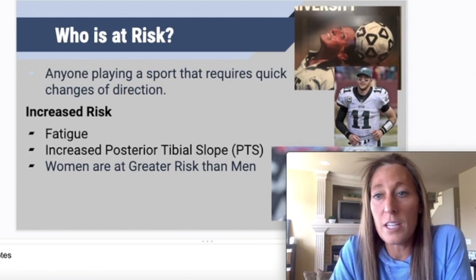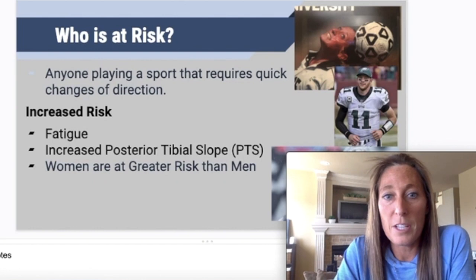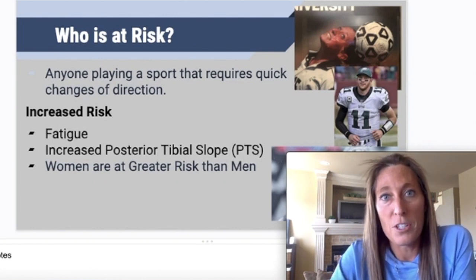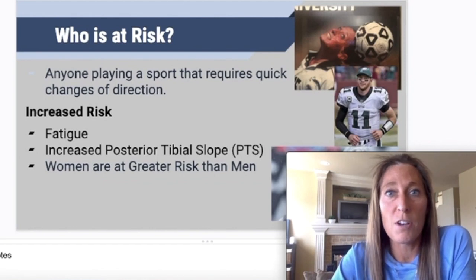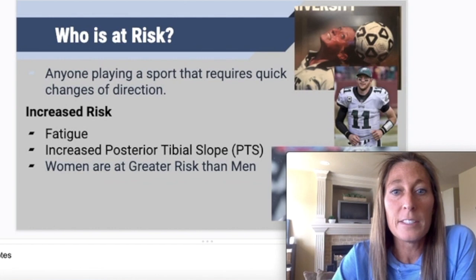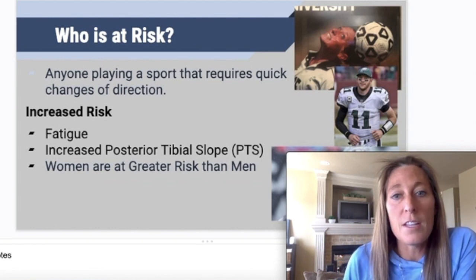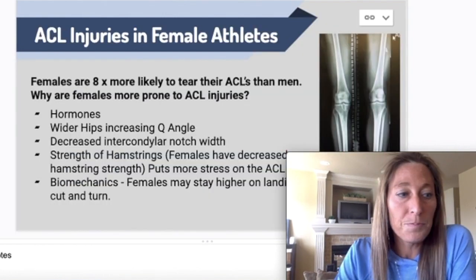Increased fatigue. So at the end of your workout, towards the end of a game. I know the day that I tore my ACL, I had already run, I'd already lifted, and then I played soccer. In the last 10 minutes of our soccer practice is when I tore my ACL. So I believe that fatigue was a part of that. An increased posterior tibial slope, or PTS, and then women are at greater risk than men. So we'll look more closely at a couple of those things.